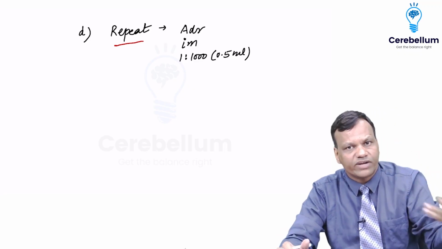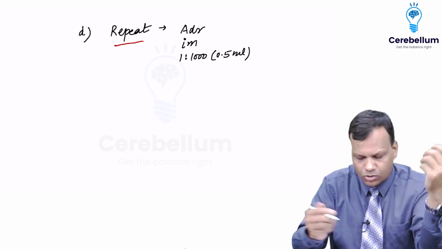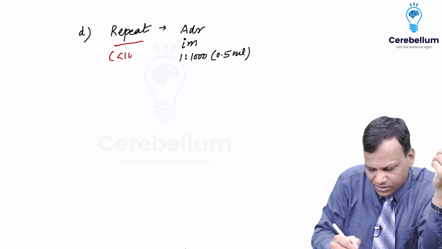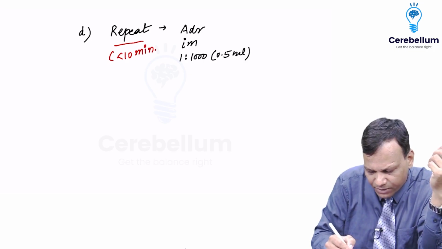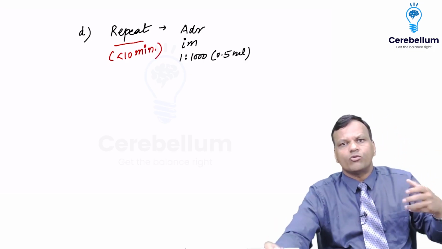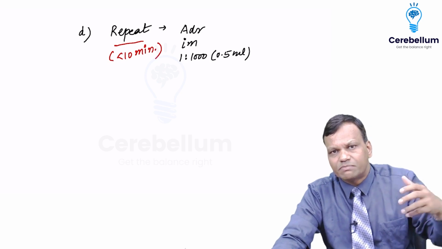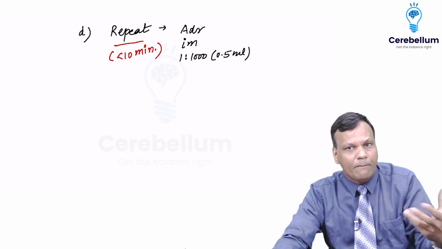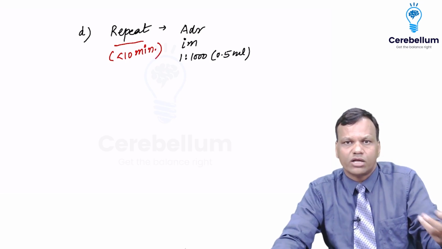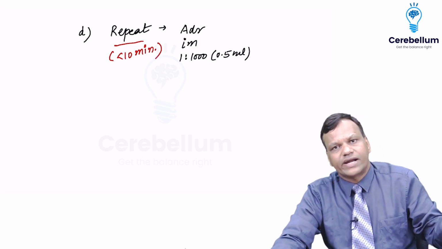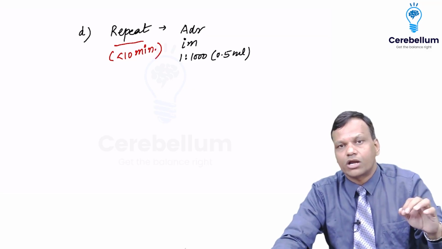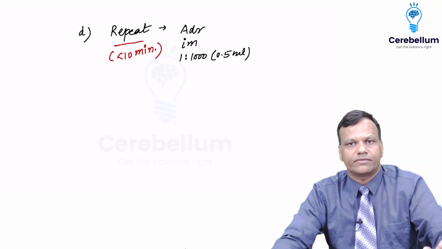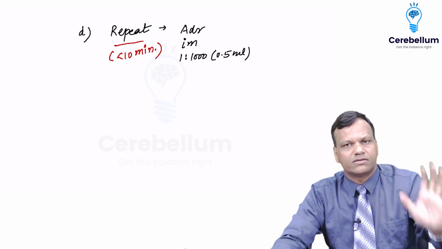Remember, we do not have time. It is an emergency. The person will die. So the maximum limit is 10 minutes. We have to repeat within 10 minutes. In those 10 minutes, we are trying to make the diagnosis whether it is something else, because anaphylactic shock should have improved with adrenaline. If it is not improving, there may be something else. So we'll try to find some other cause. If we are not able to find out, repeat adrenaline. Same drug, same dose, same route.